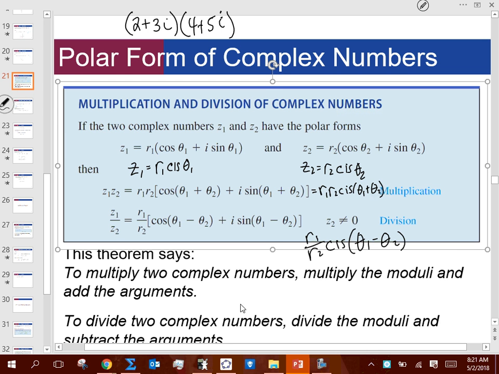All right. So generically speaking, to multiply two complex numbers, multiply the moduli, add the arguments. To divide two complex numbers, divide the moduli, subtract the arguments. And it's that easy. When we have more time, maybe later, I'll give you a visual of why this makes sense in regards to the graphical aspect of things.